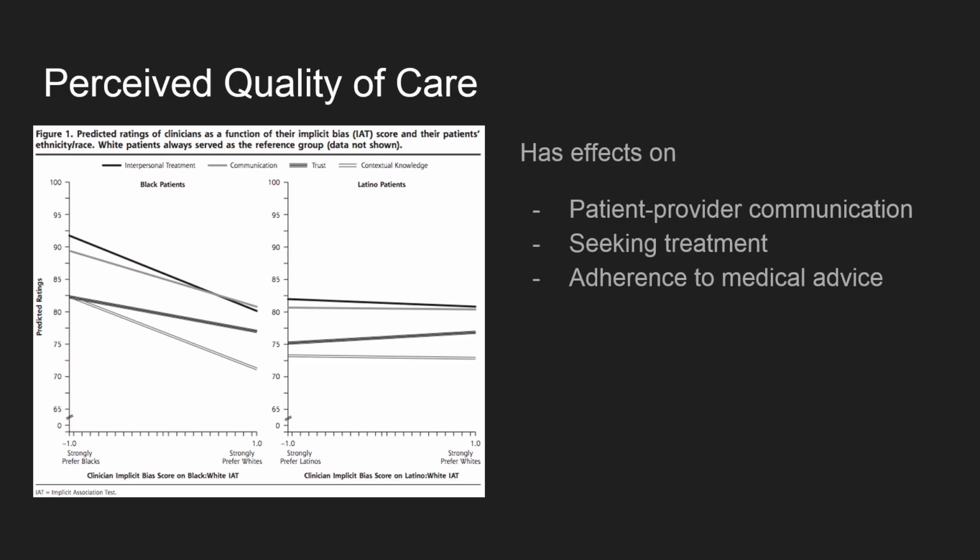Patient characteristics and physician bias against these characteristics can also influence how patients rate their physicians and quality of care. In a study of clinicians' implicit ethnic and racial biases, higher IAT scores against Blacks correlated with lower predicted ratings from Black patients. On the other hand, Latino patients provided low predicted ratings regardless of the clinician's IAT scores.